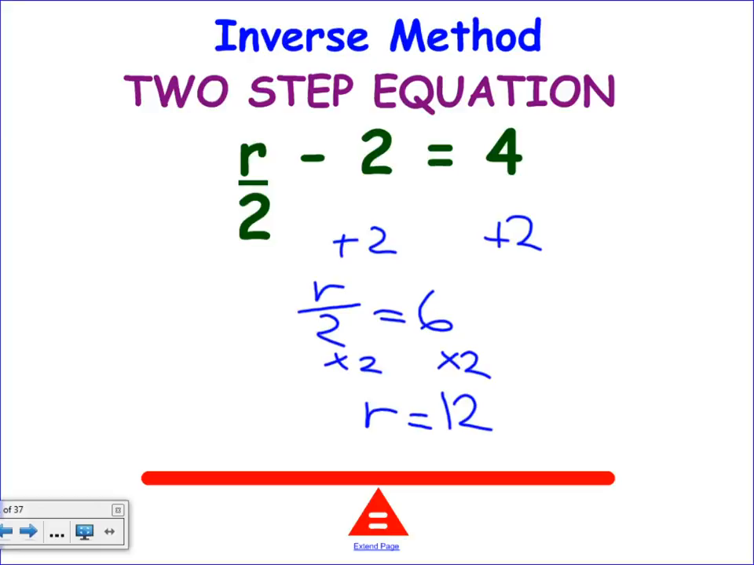12 divided by 2 is 6, minus 2, lo and behold, gives me my 4. So I can check my answer as well. So don't forget to check your answer. Everybody happy with two-step equations?